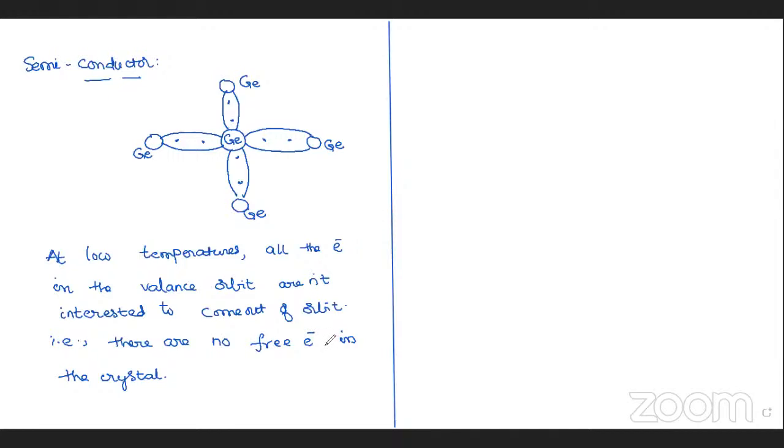Sir, means at low temperatures, if we supply very high energy also, still it won't come out? No. What I'm saying is, at low temperatures it is not getting the thermal energy. That's why the electrons are revolving around the nucleus in the valence orbit only. That's why naturally we are not finding any free electrons in the crystal. Naturally, at low temperatures, if you maintain the potential difference, there are no free electrons to conduct the current. That's why no current will flow.